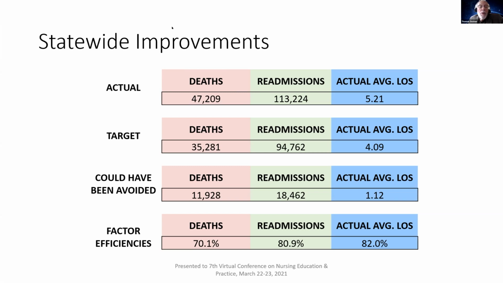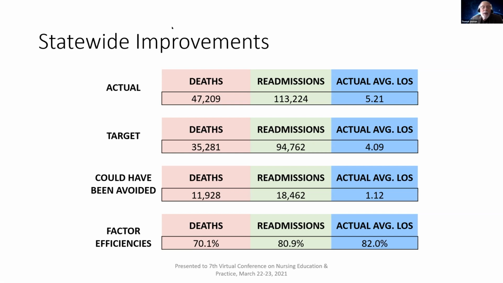The gaps are in the third row. We say could have been avoided. We could have avoided perhaps 12,000 deaths and 18,000 readmissions and reduced overall average length of stay by a little over a day statewide. So those are big improvements, and so these improvements are worthy of efforts to try to make them.